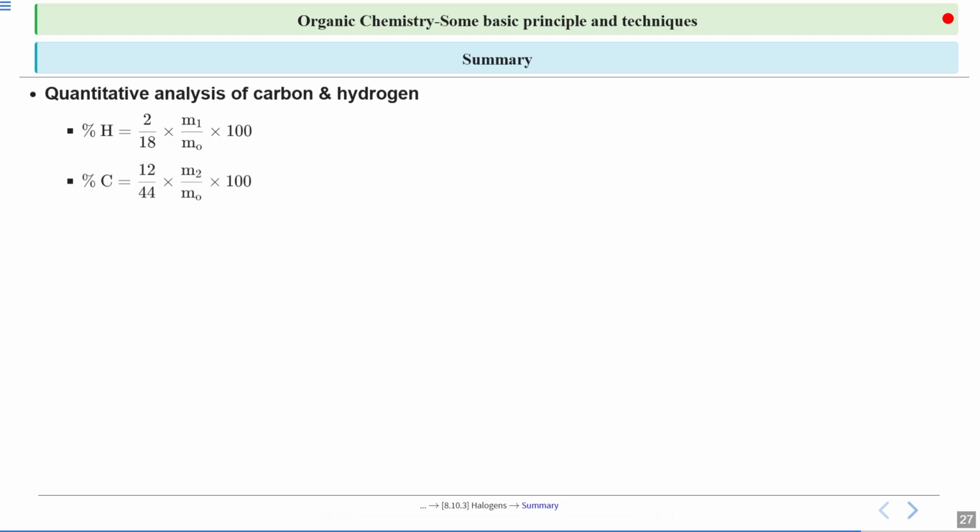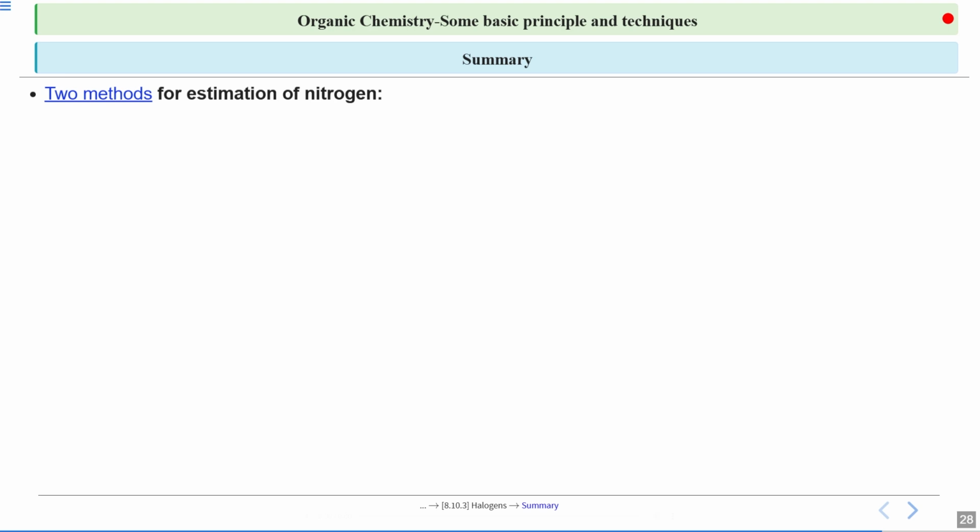Then, let us look at the formula for calculating the percentage of carbon. Percentage of carbon equals 12 divided by 44 times the mass of carbon dioxide divided by the mass of the original compound times 100. This calculation is based on the fact that all the carbon in the compound ends up as carbon dioxide when it is combusted. To make this calculation, we need to know the m0, which is the mass of the original compound that we started with, and m1, which is the mass of water produced during the combustion. Finally, m2 is the mass of carbon dioxide produced.